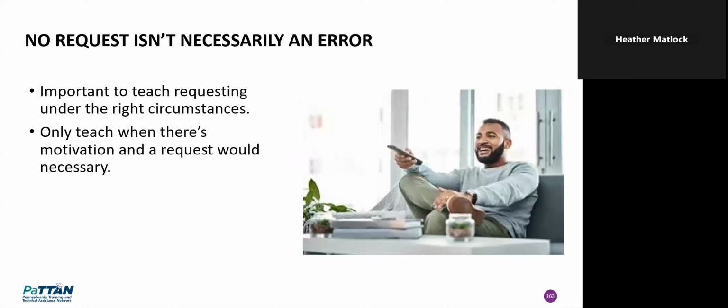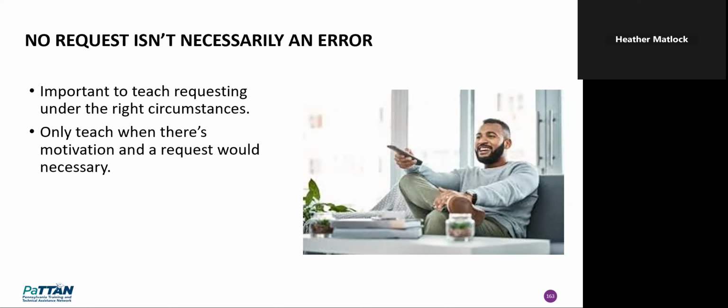All right, so when there's no request, it's not necessarily an error. So if I'm not really trying to gain or remove anything, there's no reason to request. The motivation's not there. It's also not an error if there's no need to interact with another person. Let's say I'm watching TV, I want to change the channel. I'm not going to request the remote if it's right there next to me, right? We have to be really careful not to require too many requests because then I don't really teach the person to attend to the circumstances of when they should make the request.